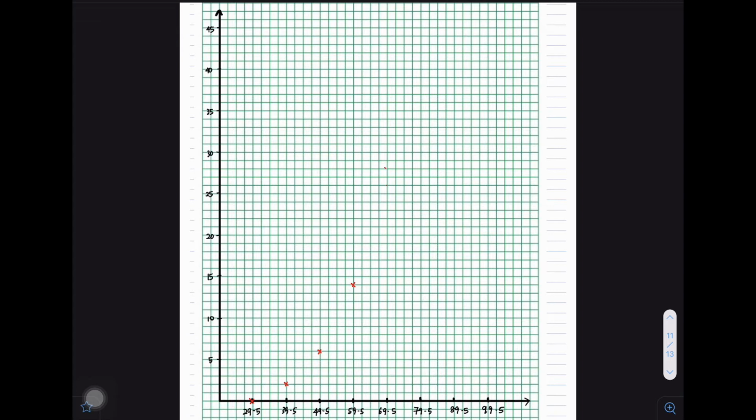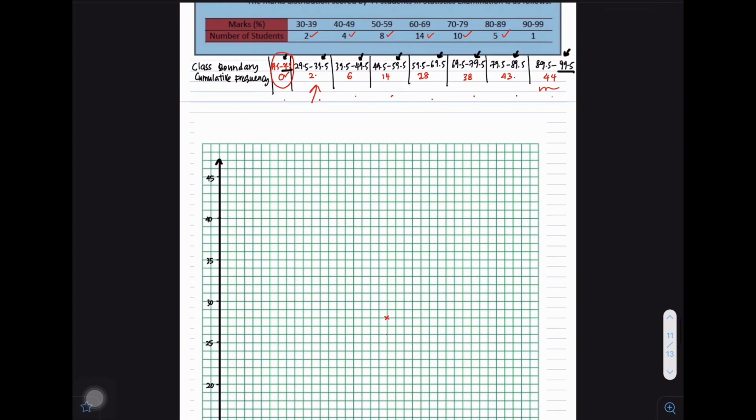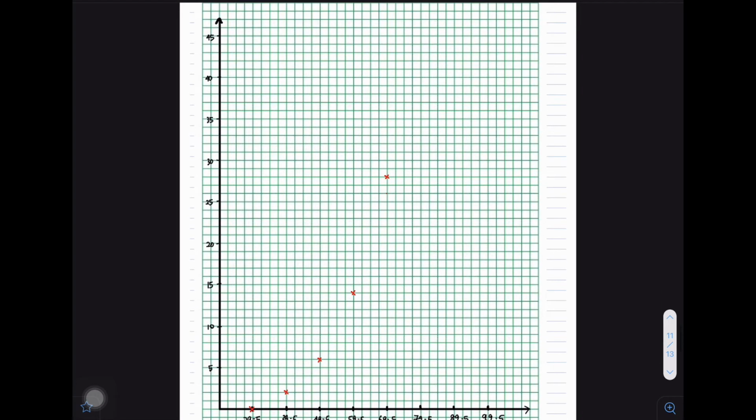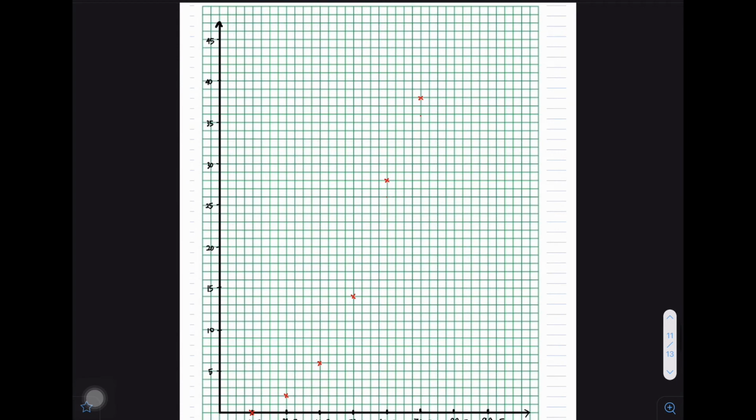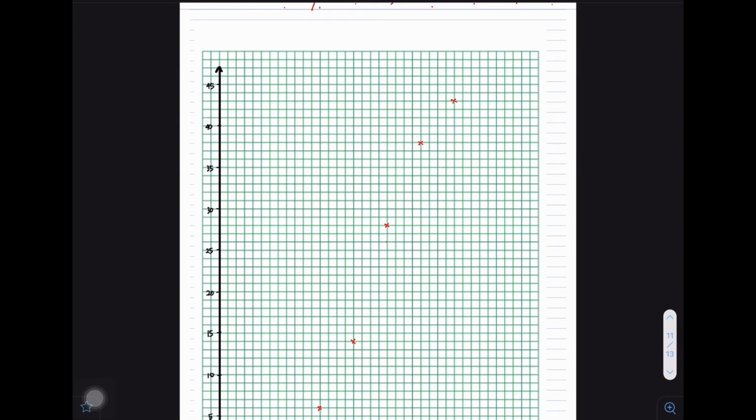Okay, and then we have 38. So the next is 38. 38 will be somewhere here. Okay, and then we have 43. So 43 akan berada di mana? 40, 1, 2, 3 kat sini. So this one is 43. Okay. And the last one will be 44, which is the total frequency.